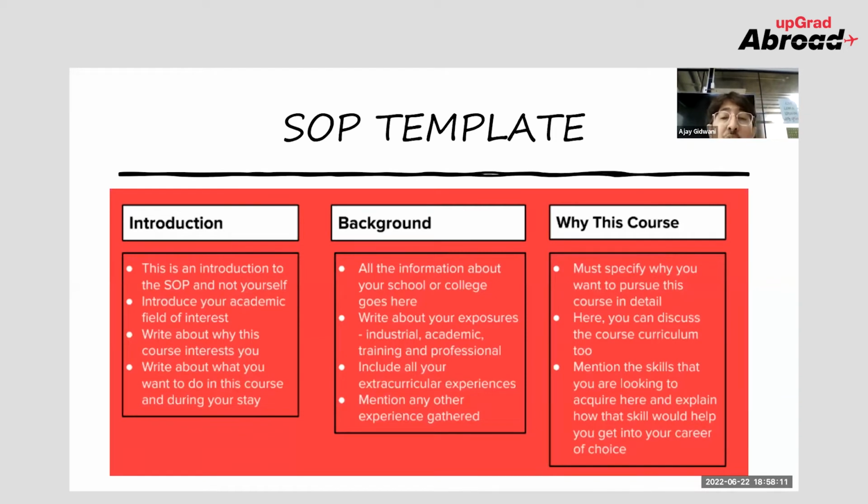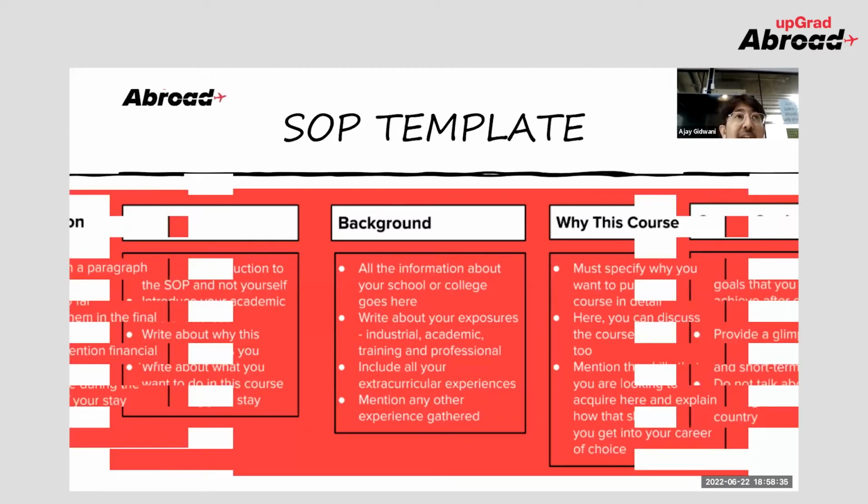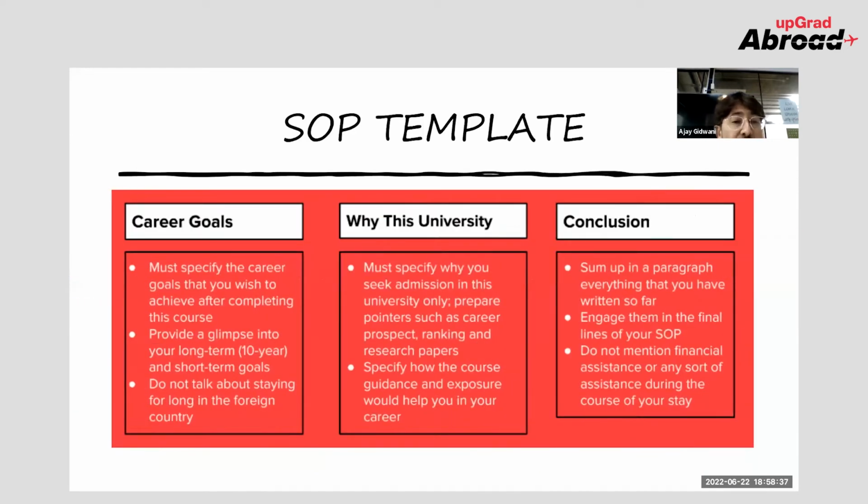Background. Background talks about your information about your school, college, your exposure in terms of industrial, academic, training and professional qualities that you have. You can also talk about your extracurricular experiences, whatever you have gathered. Why this course? So I talk about curriculum, I talk about skill development, I talk about what I have done, why I want to go for this course, the reason for this and all. Career goals, yes, career goals.